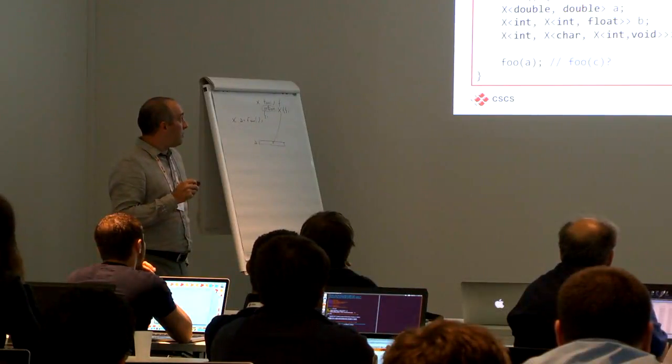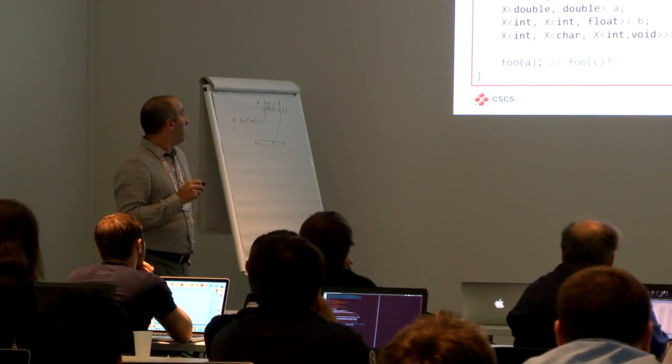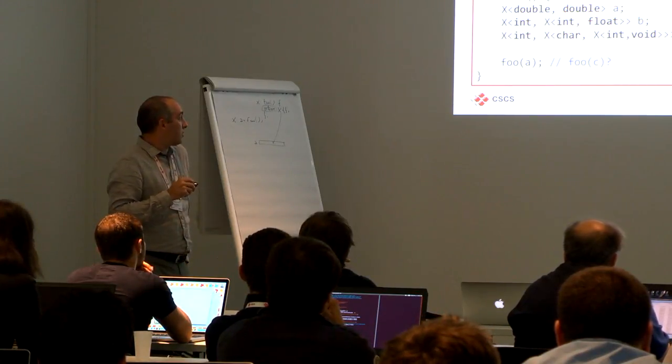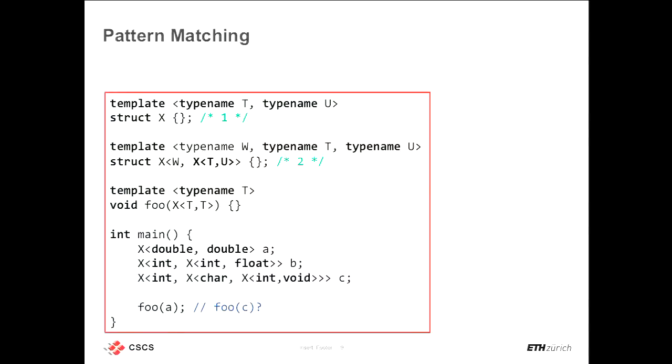I go to the primary template because the second argument is not of type X. In this case, X with int, X int float, this goes to the specialization because the second argument is an X of something, and T will be int, U will be float, and W will be int. And now I can do X of int, of X of char, of X of int and void. I can use void as a template argument, by the way.